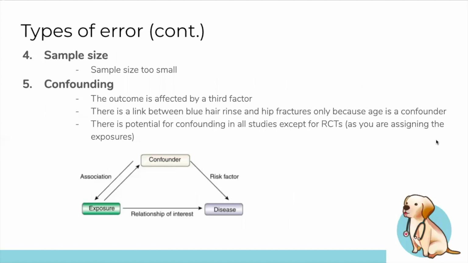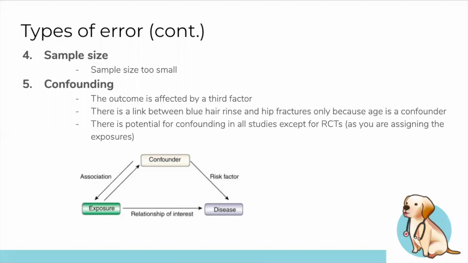If your sample size is too small, you're going to have error, and that relates to the random error as well. And lastly, confounding. They love to talk about confounding. It's basically where between your exposure and your disease, you have another factor that actually links the two together. So the exposure and disease don't actually have a relationship. It's just because you have this third factor that contributes to both.